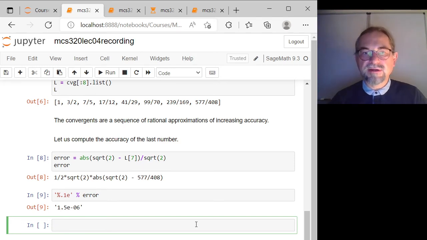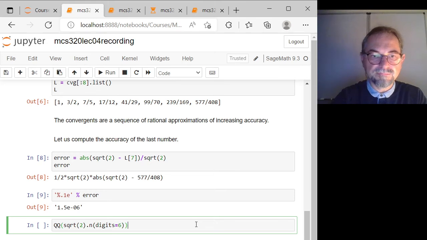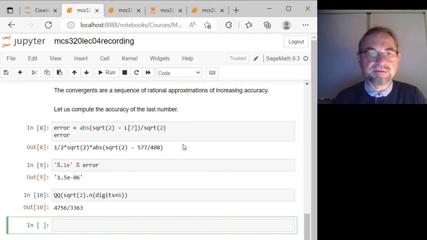So here you see that the error in scientific notation is 10 to the power minus 6. So I have about 6 decimal places correct. This is different from the previous construction, where I start with 6 decimal places. Let's verify this. I can do the square root of 2 with digits equals 6, and I have to do this in n. So you see that this is a longer number.